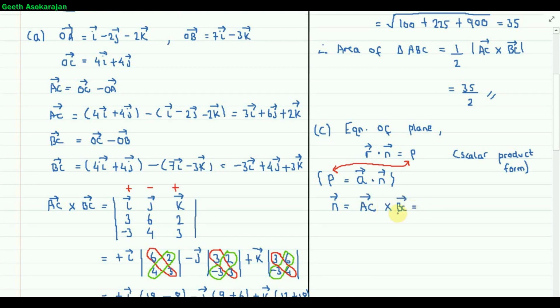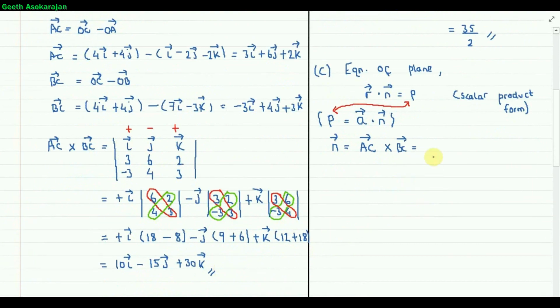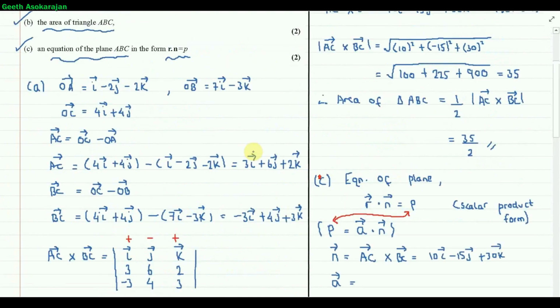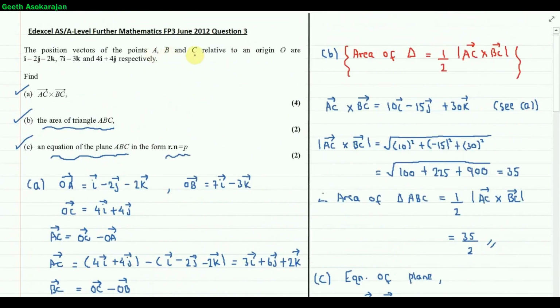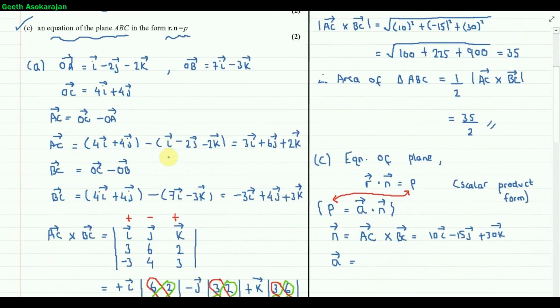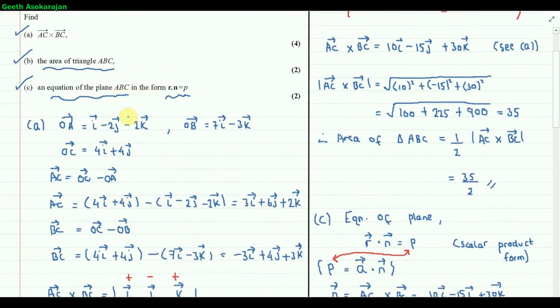And let me copy down the results that we had from part A. We had 10i minus 15j plus 30k. So that is AC cross BC, which is the normal vector for this plane. Now for A, with regards to A, it is a fixed point on this plane. Now we have 3 fixed points. A, B and C are all fixed points, all contained on this plane ABC.